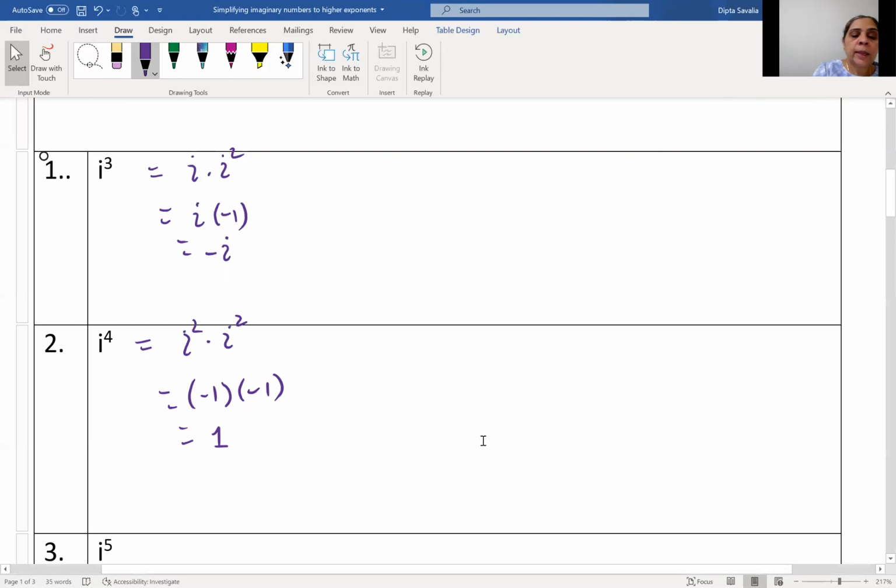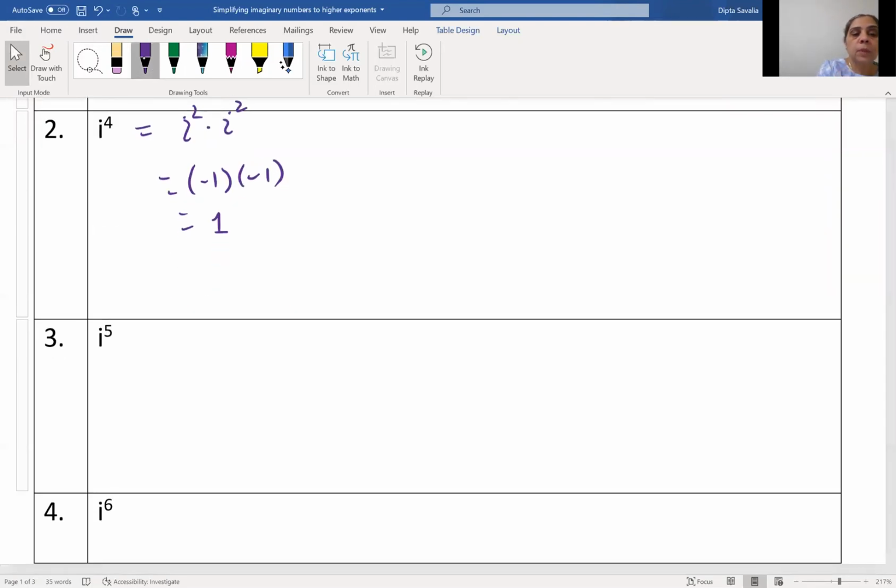If you see i to the fifth power, we knew i to the fourth power is 1. So i to the fifth power, I can split up as i to the fourth times i to the first power. So i to the fourth power, you will get +1 times i. So you will get i.